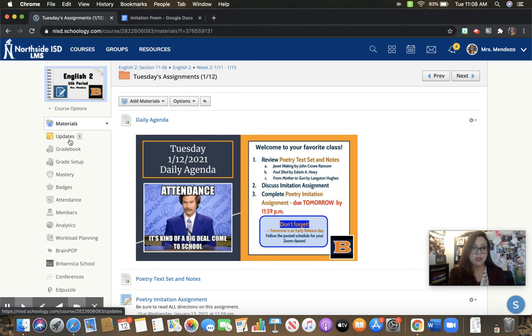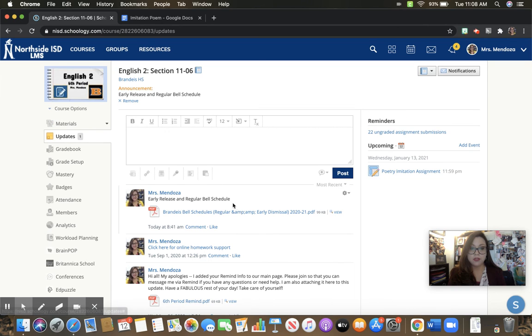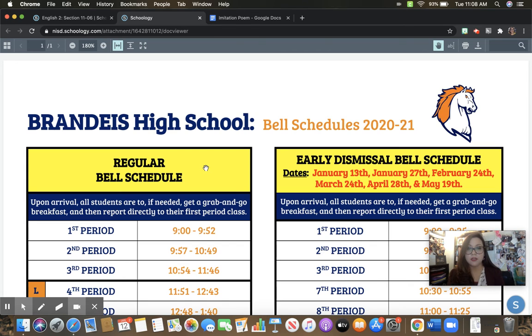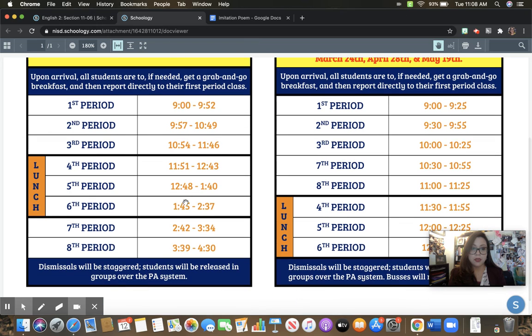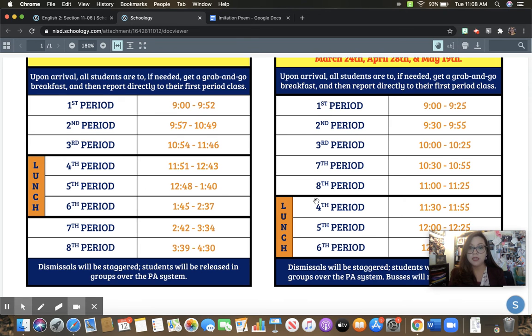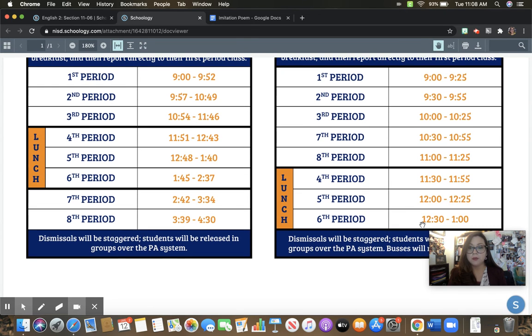One thing I wanted to remind you about for early release: if you go to the left-hand column and click on updates, I went ahead and posted your early release schedule for you. If you don't have it in any other class, you can select it there. This will help some of you know when you're supposed to be logging into Zoom. Here's your regular schedule: 6th period, you should be on Zoom at 1:45, and 7th period, you should be on at 2:42. But on early release day, which is tomorrow, 6th period won't log in until 12:30, and it'll be your last class of the day that you'll have to log in. And 7th period, you'll log in earlier at 10:30, right after 3rd, before 8th, just to log in and get your attendance credit. Make sure you ask questions as well.